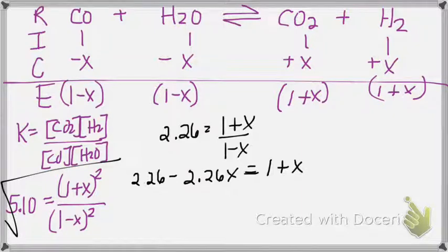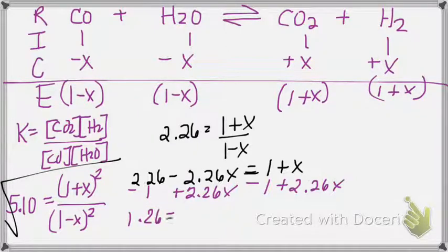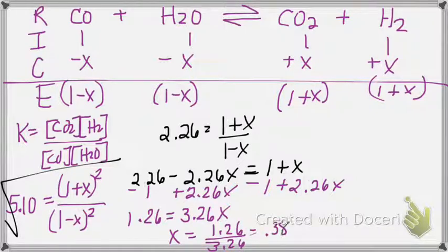Now I want to put the same terms on the same side, and I want to try to keep x positive when I can, right? So I'm going to say plus 2.26x on both sides. Then I'm going to do what? Minus 1, minus 1. So then I would have 1.26 is equal to 3.26x. Yes? Yes. Then x is equal to 1.26 divided by 3.26, which is 0.387.